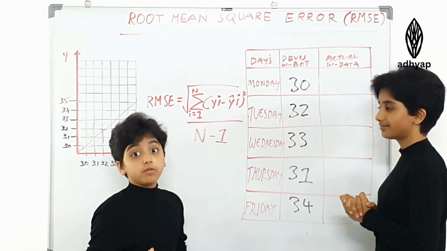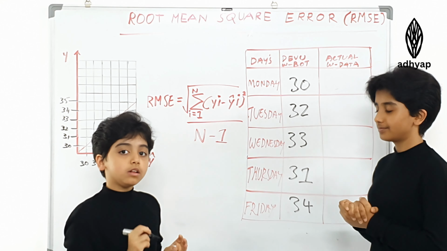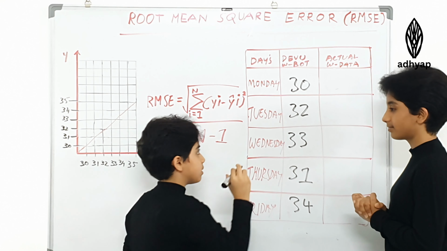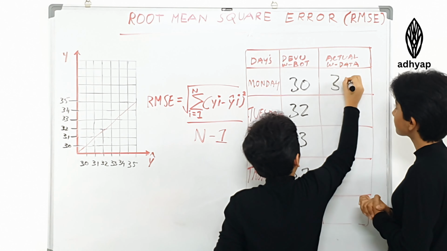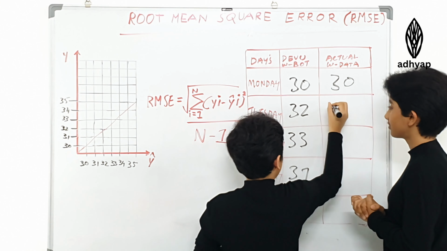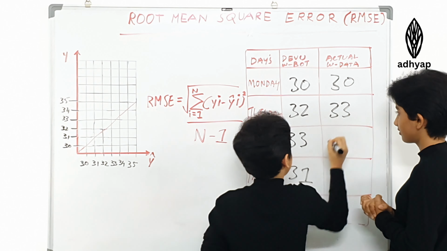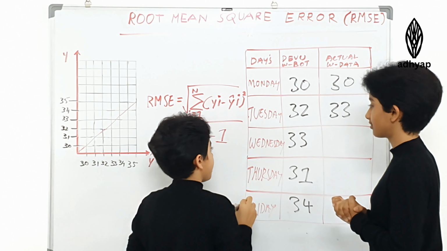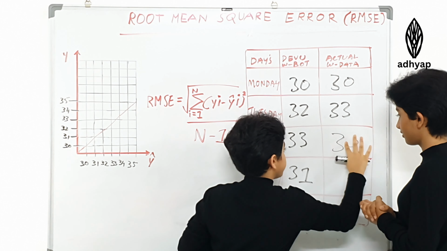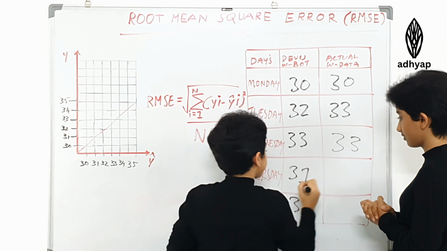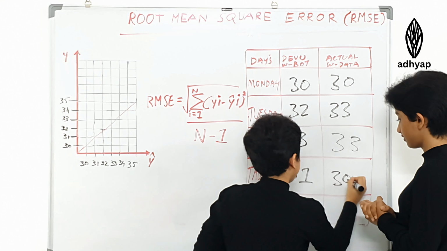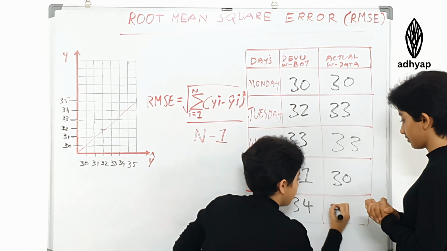Now we waited for those 5 days and finally we got the actual temperatures. Well, looks like Devo was a bit right. On Monday she was alright, but on Tuesday she got it a bit wrong. It was actually 33. On Wednesday, she was alright. On Thursday, again, she got it a bit wrong. It was 30. And on Friday, alright.